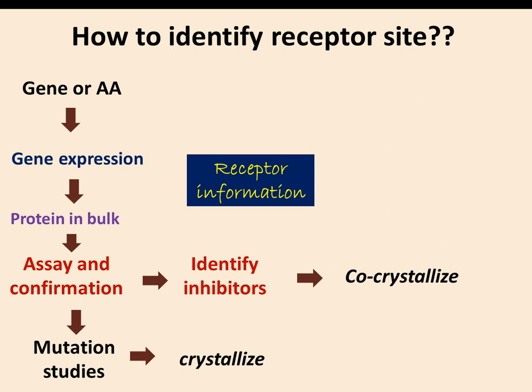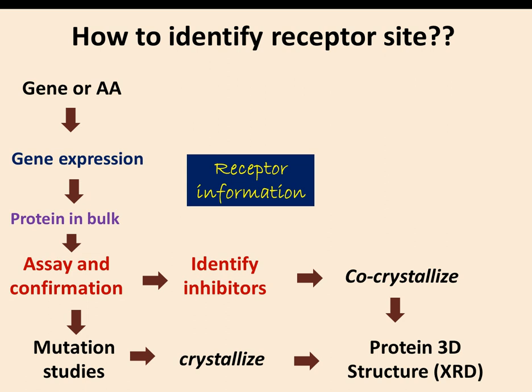Then they crystallize the protein, or co-crystallize it along with an inhibitor, and submit the sample for X-ray crystallography so that the protein 3D structure is obtained. This gives us absolute data regarding the protein.